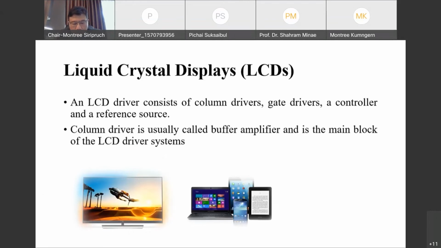Now, liquid crystal displays, an LCD. An LCD driver consists of column drivers, gate drivers, controller, and reference source. A column driver, which is the topic of this work, is usually called a buffer amplifier, and it is the main block of the LCD driver systems. We call this the main block because most of the performance parameters are defined by this circuit part.